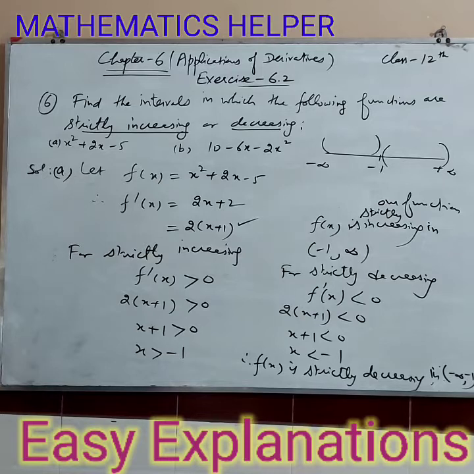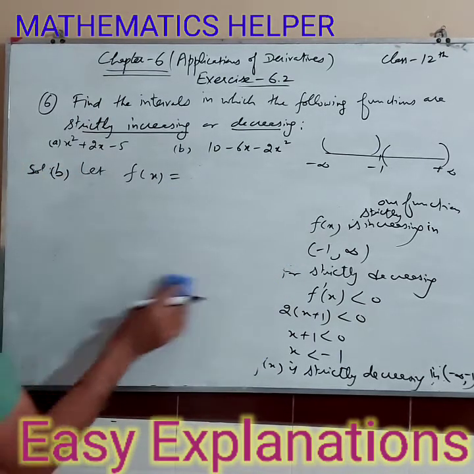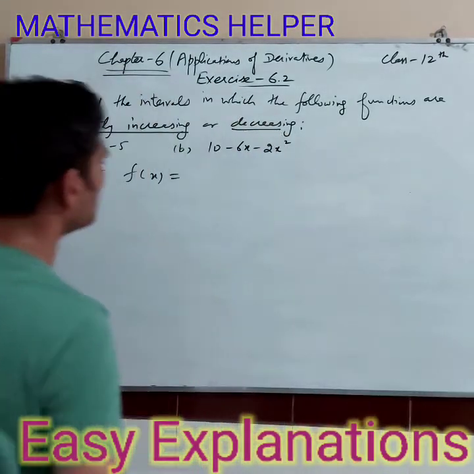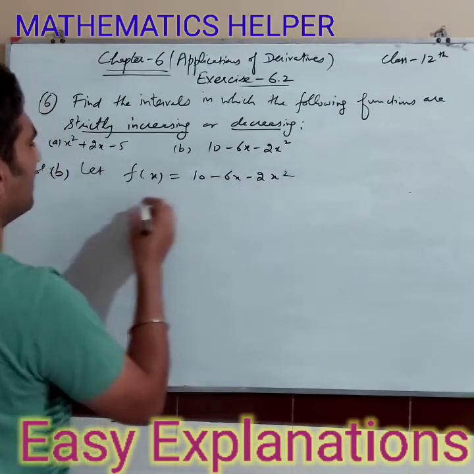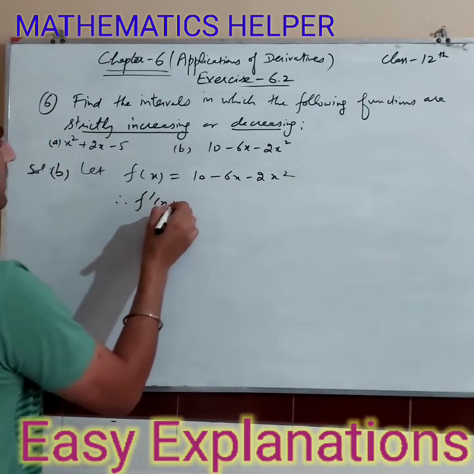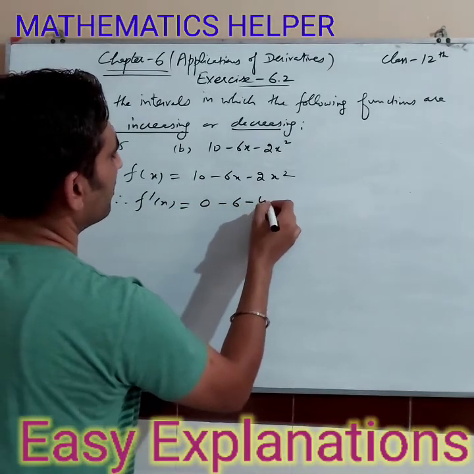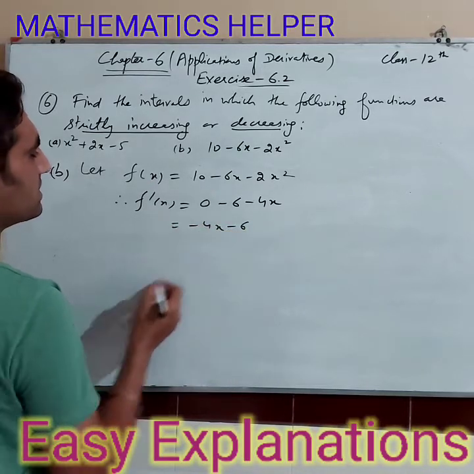See, next what is given in part number 2. Part 2 is also about similar. I will make changes here. Part 2 has a new statement. So I am going to erase this portion for writing the answer of part number 2. See, part number 2 is 10 minus 6x minus 2x square. If we write its derivative, it will be 0 minus 6 minus 4x. Or in other words, we can say it is minus 4x minus 6.